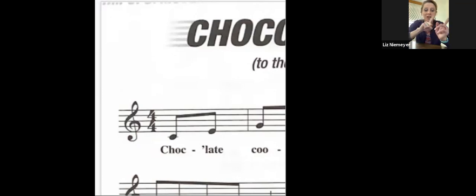Now, if you go from chocolate, the second half of that word, to the first part of cookie, you're going to a G. So we go E, skipping F, to G. Again, a third. So think do, mi, so. And there you have two different kinds of thirds. Very important. Do, mi, so, mi, do.